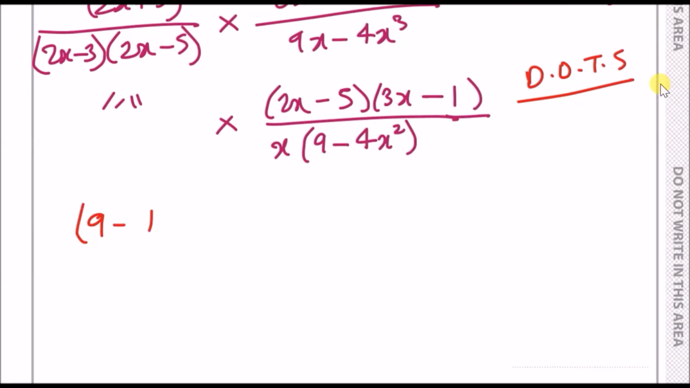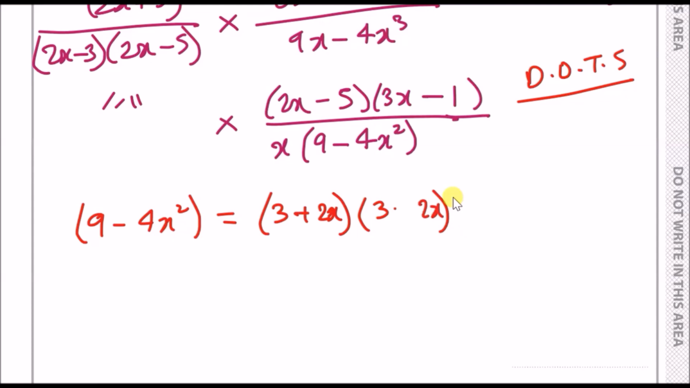9 minus 4x squared. This can be factorized as 2 brackets. And to get the right answer, all you got to do is square root both of these terms. So these are two square numbers. To get the separate terms, we've got to square root them. So square root of 9 is going to be a 3. And the square root of 4x squared is just 2x. So 2x here and 2x here. And because you're square rooting, plus, minus. So that literally gets replaced over here.